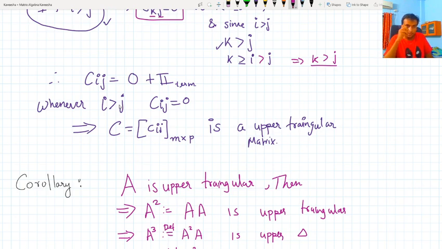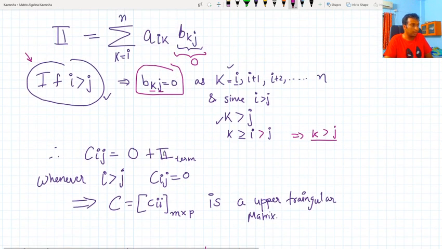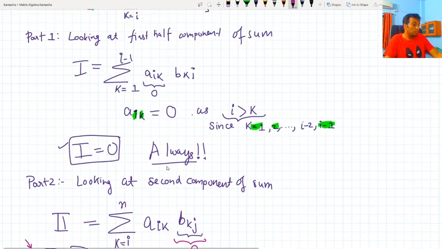I mean, we do not look at the entries above the diagonal. So this matrix C_ij says C_ij is equal to 0 when i is greater than j. Hence, we have proved that for any general case, C_ij is 0 when i is greater than j, and hence C is an upper triangular matrix. Okay, this proves it for the infinite case.